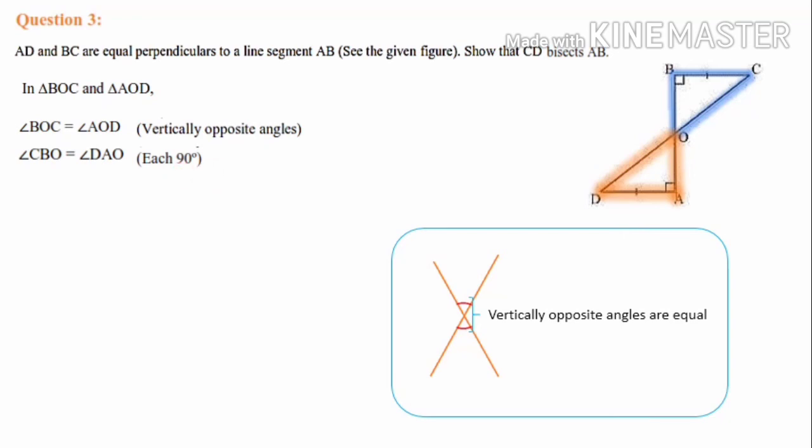Then one more condition is given. AD and BC are equal perpendiculars. Here it is marked. See here, AD and BC are marked equal. So that also we can write BC equal to AD. BC is the first triangle's part and AD is the second triangle's part. BC equal to AD, that is given.